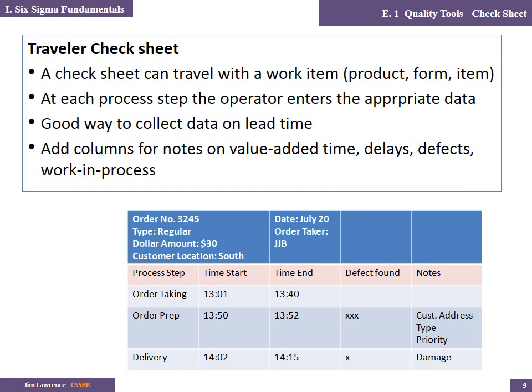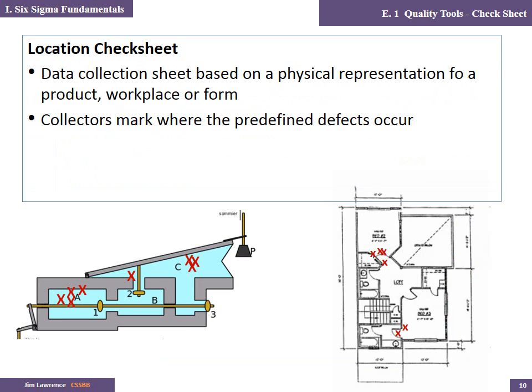There are different types of check sheets. This one is called a traveler check sheet. It travels around with the product, hence its name. In each process step, the operator enters the appropriate data. It's a good way to collect data on lead time.